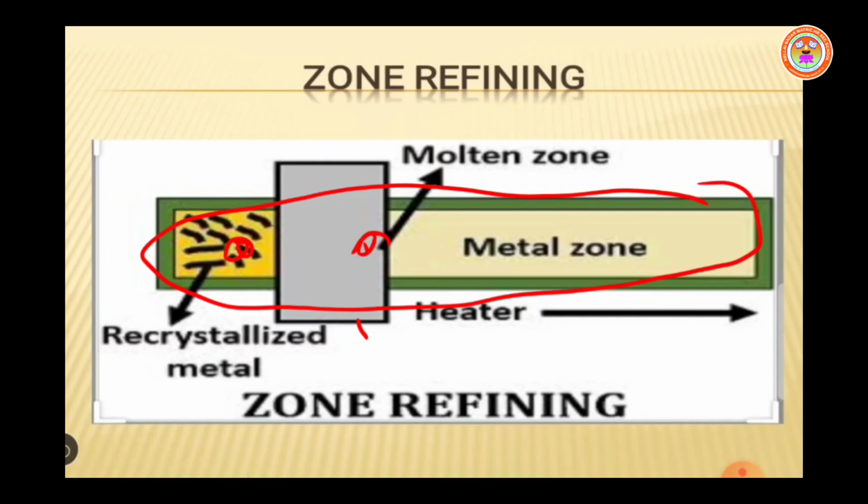Already we discussed. Metals which are used in the semiconductor field are refined by this process. What are the metals? Silicon, germanium and gallium. Understand, children? It is one of the important 5-mark questions.